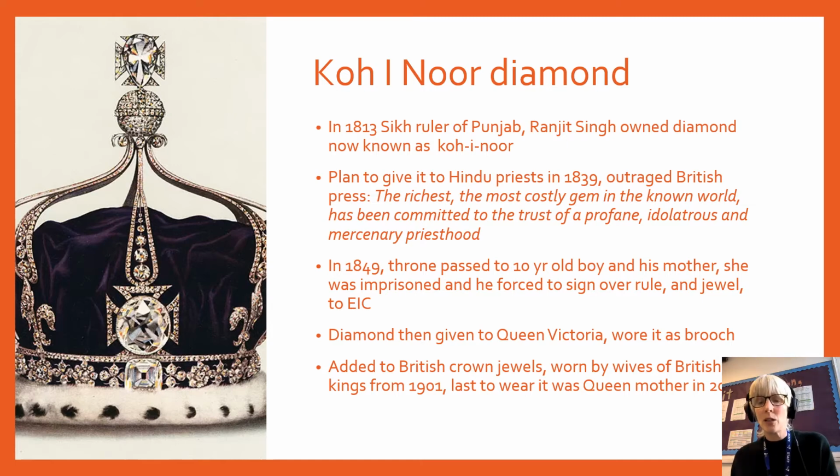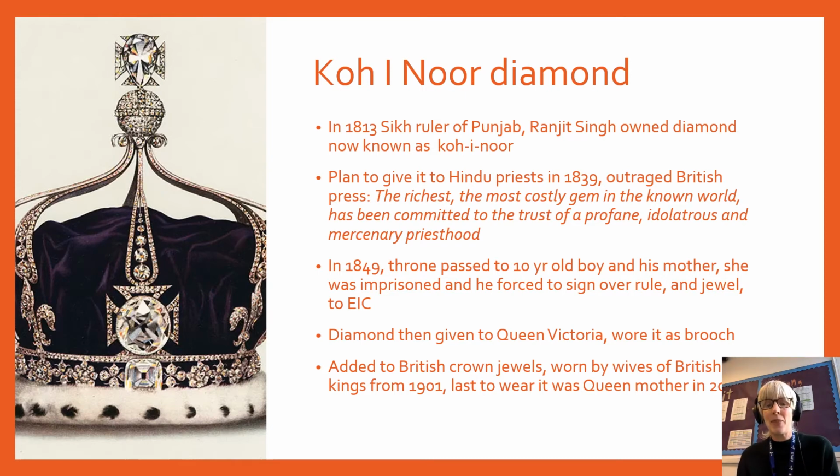But in 1849, Ranjit Singh died, and the throne should have gone to his 10-year-old son, and his mother was in charge like a regent. And the East India Company knew this meant that they were weak, that this was a prime time to attack, and so they did. And they basically imprisoned the poor boy, and they forced him to sign over his rule to them. And so they started ruling Punjab instead, and they took the jewel as well.